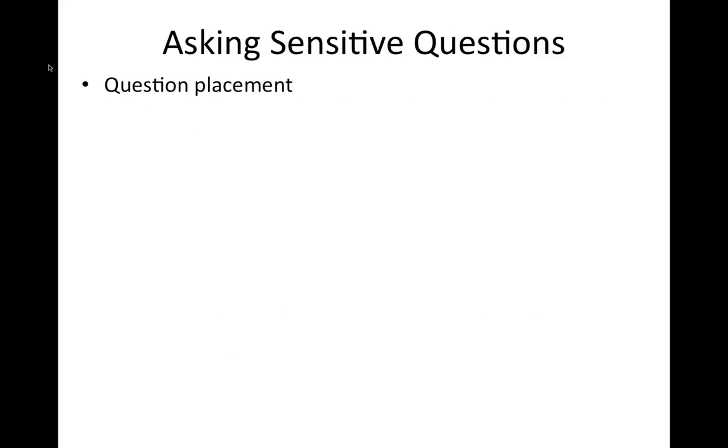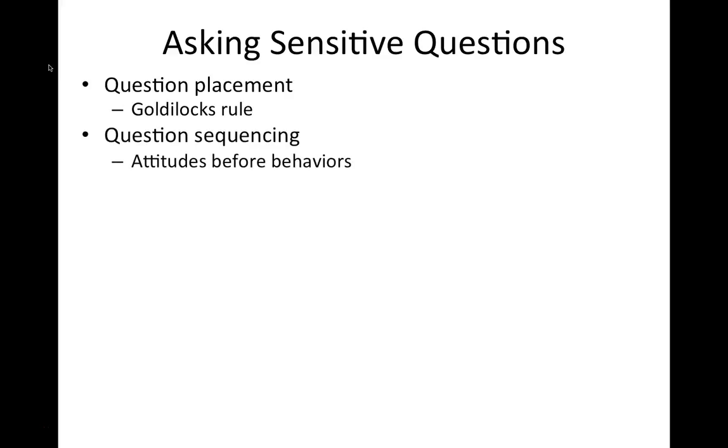And as we talked about before, we're asking sensitive questions, so we need to think a little bit about question placement. I often think about this as the Goldilocks kind of a rule, not too soon, not too late, just right. And so we have to think a little bit about what counts as a sensitive question, how soon we want to jump into that. Your book also talks a bit about question sequencing, which I mentioned in the last slide. They talk about doing attitudes before behaviors. And your book actually talks about doing demographics last.